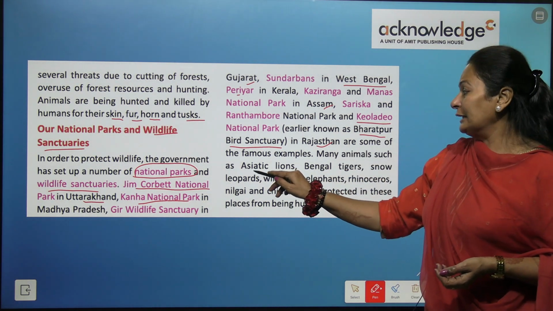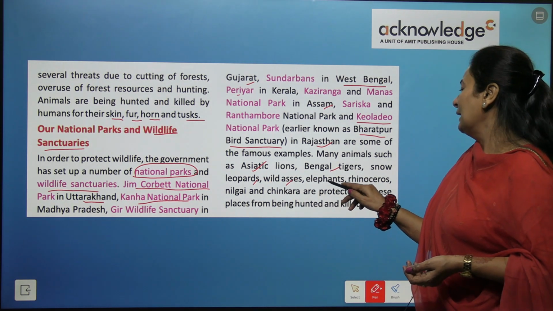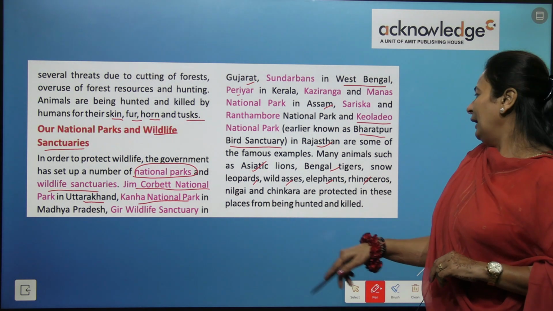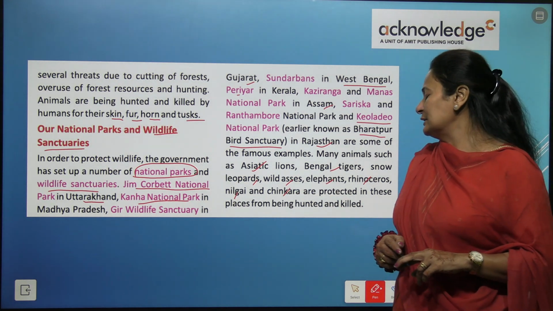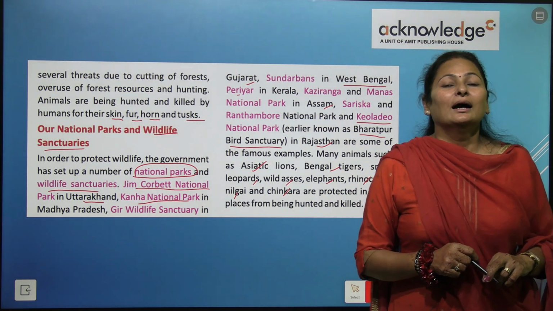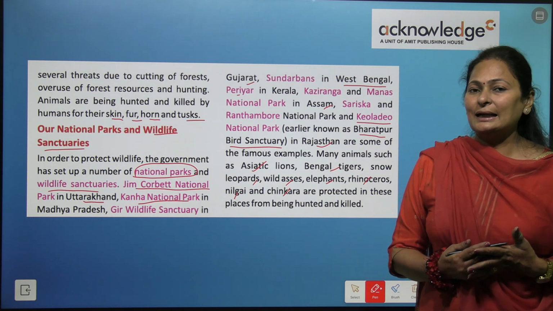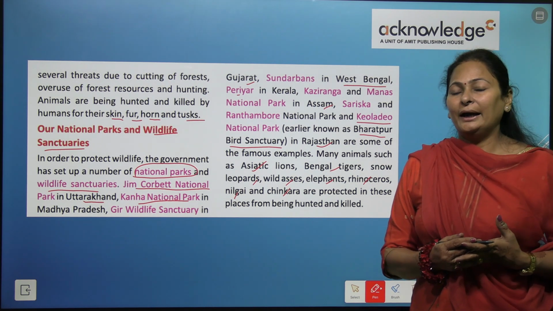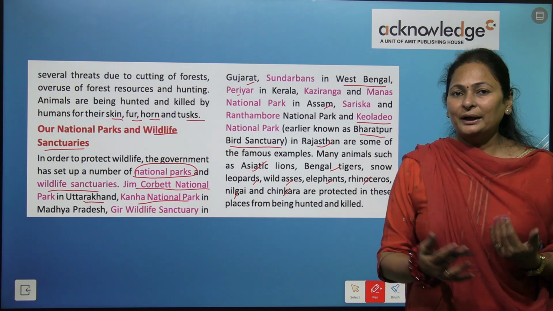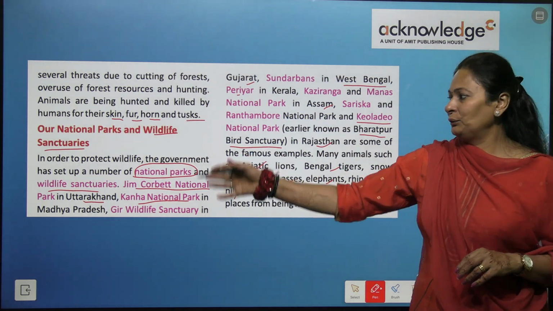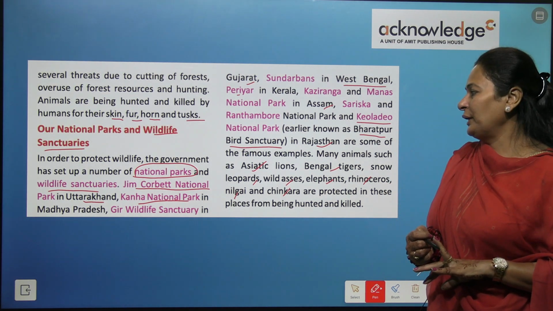Many animals such as Asiatic lions, Bengal tigers, snow leopards, wild asses, elephants, rhinoceros, Nilgai and Chinkara are protected in these places from being hunted and killed by the hunters. So these are some examples of wildlife sanctuaries and national parks that have been set up by the government to protect our animals. You need to remember the name of the national park as well as the location where it is situated.